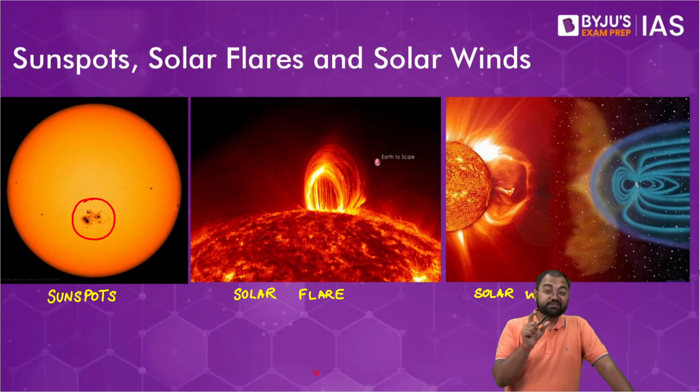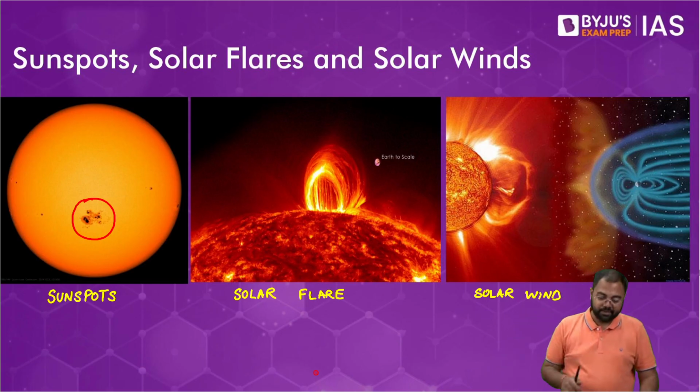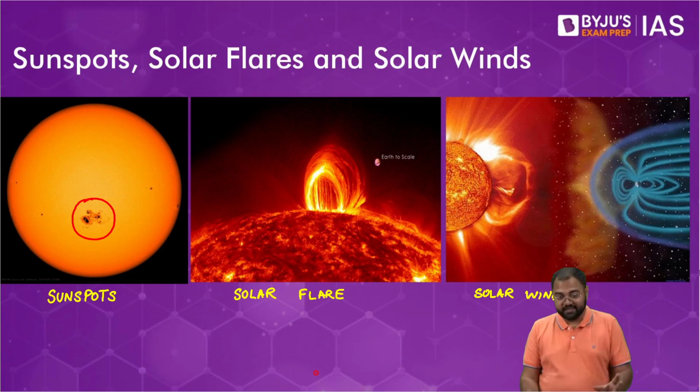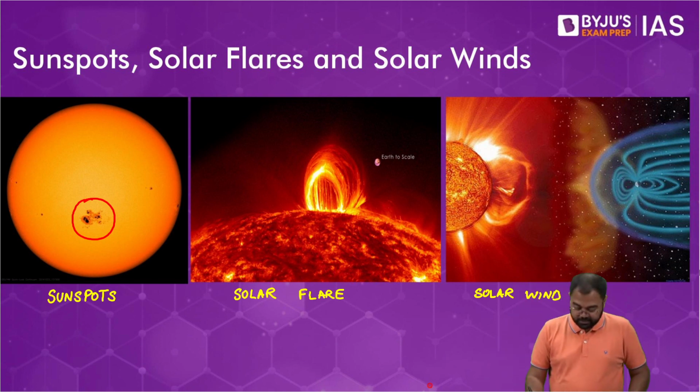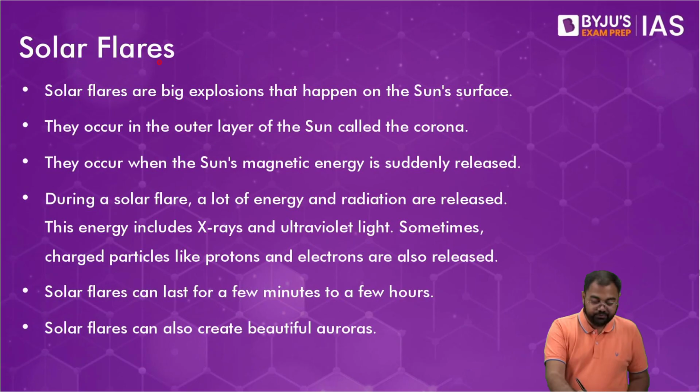11 years. So that's why it is called a solar cycle. Every 11 years, this cycle would repeat. This would come back and appear at the same point, at the same area. So that's why it is called a solar cycle, and sunspots follow the solar cycle. Then after that, we have solar flares.